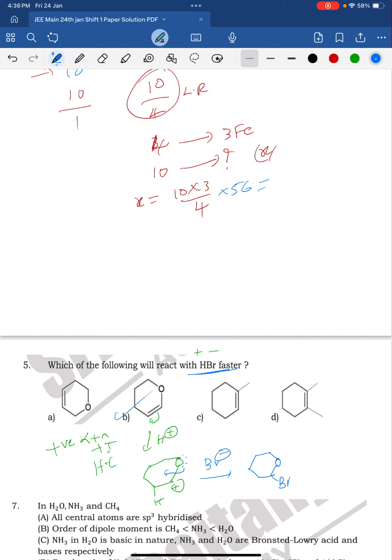So B is your correct answer. The remaining ones also stabilize, but through hyperconjugation and the inductive effect, while the resonance effect is highly dominant. That is the reason the second one is the fastest reactant.